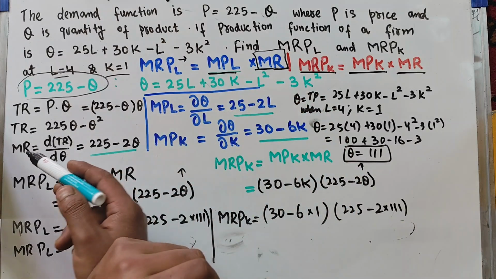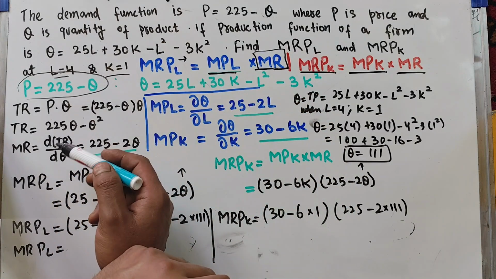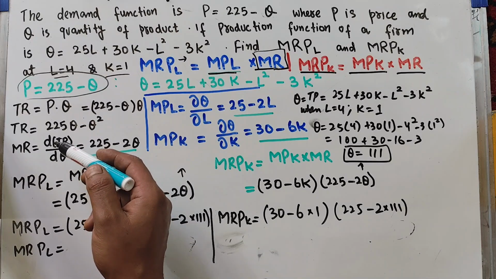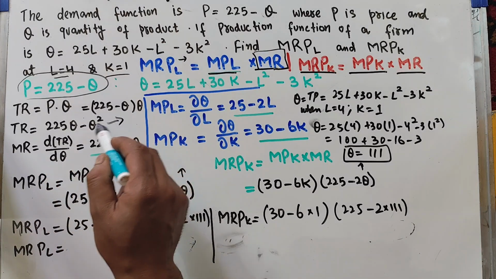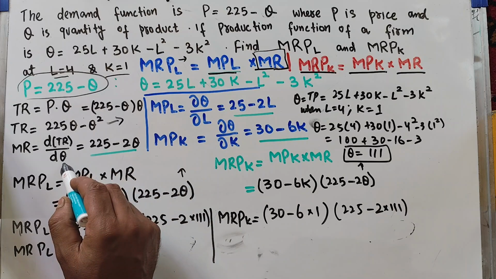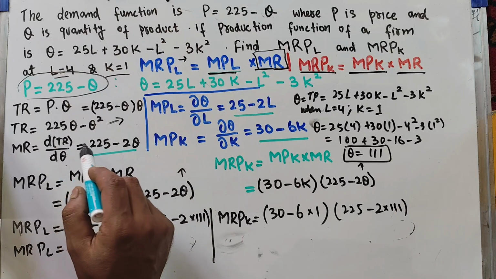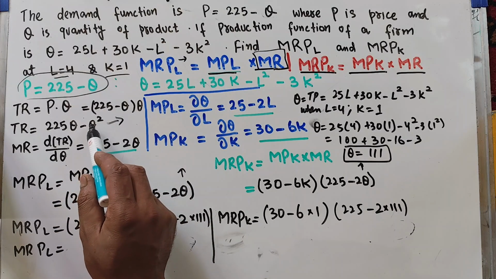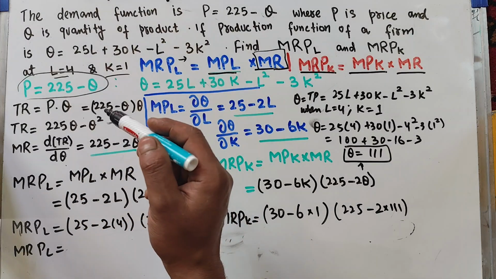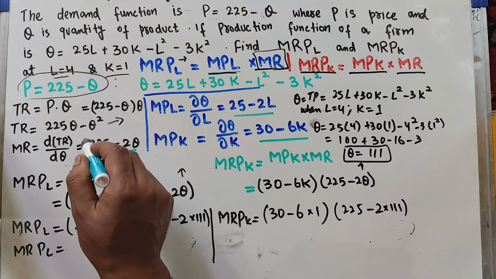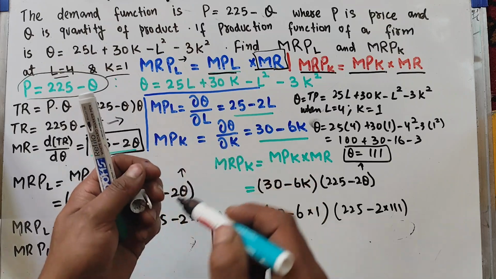Then we need to find out the marginal revenue. That is the change in the total revenue due to the change in the output. That is the derivative of this total revenue function with respect to output. Derivative of Q in the first term is 1, so we are left with 225, and derivative of Q square in the second term is 2Q by power function rule. This is our marginal revenue.